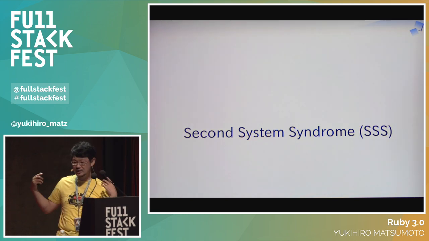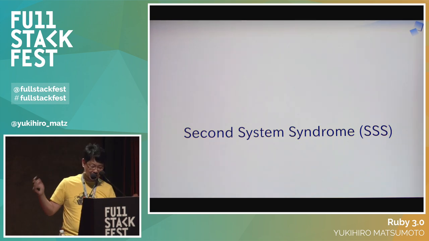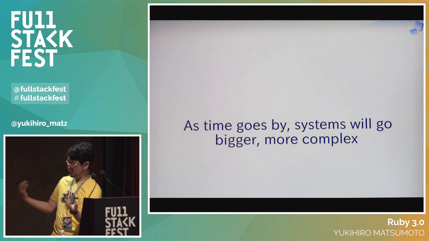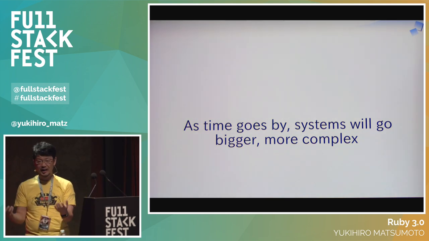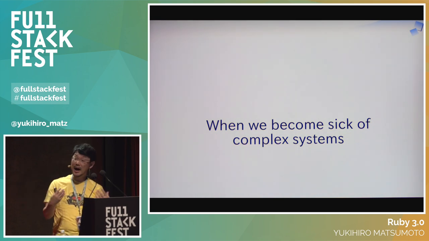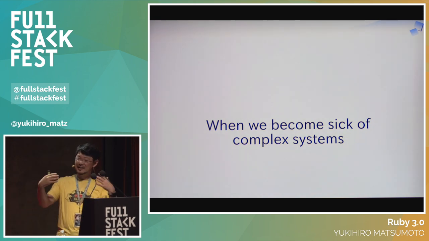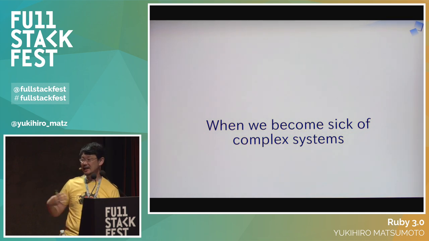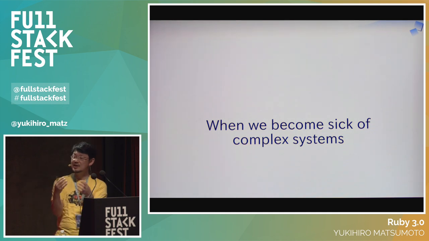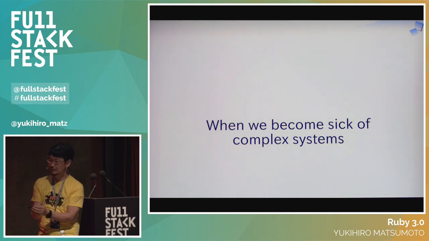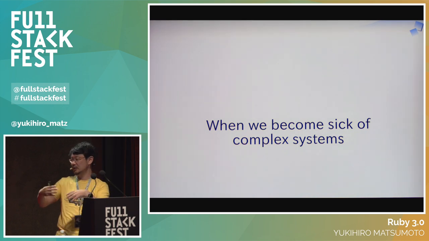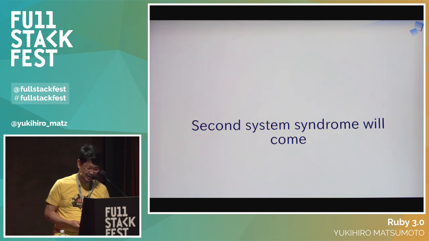Second system syndrome, or SSS in short, is this: as time goes by, systems will go bigger and more complex. And the programmers or designers working on that system get sick of working on that kind of complex system. It is easy to create bugs, hard to maintain, so you gradually become sick of maintaining that kind of grown-up system. The original system was born small, simple, beautiful, and usable. But as time goes by, the system gradually creeps into a more complex monster. So this is second system syndrome.